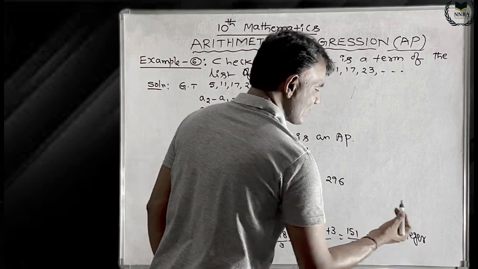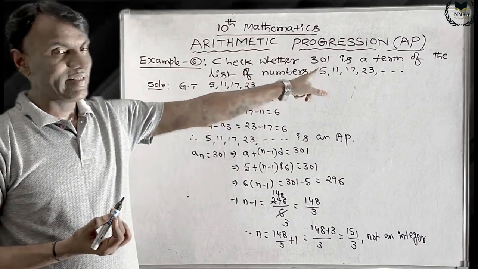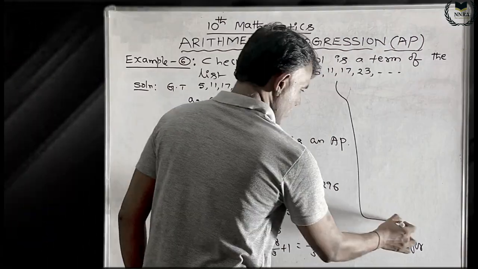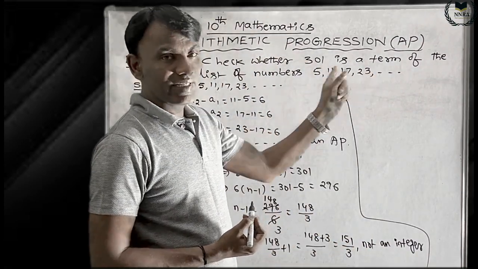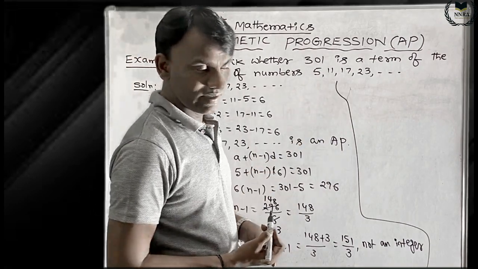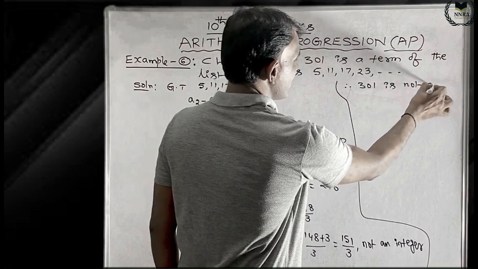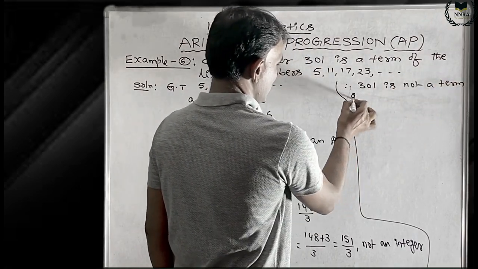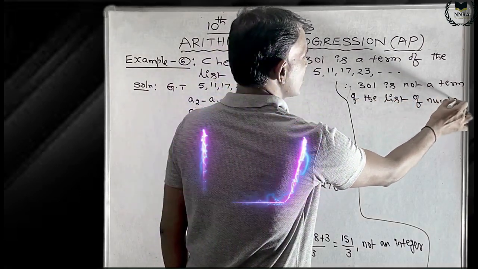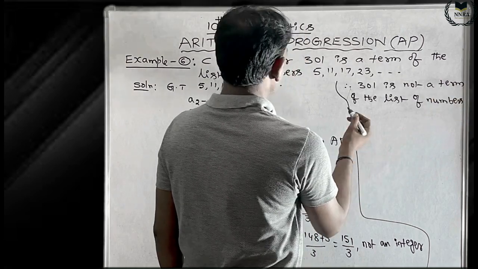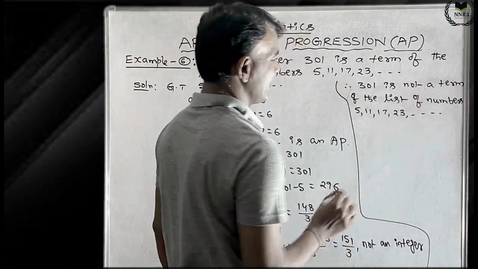So what is the meaning of this? 301 is not a term of the list of numbers, this one. So therefore I am writing here. What is the conclusion? Here it is not an integer, na? So 301 is not a term of the given list of numbers, right? So just I am writing here. Therefore 301 is not a term of the list of numbers. What are the numbers here? 5, 11, 17, 23 and so on. That is the answer.